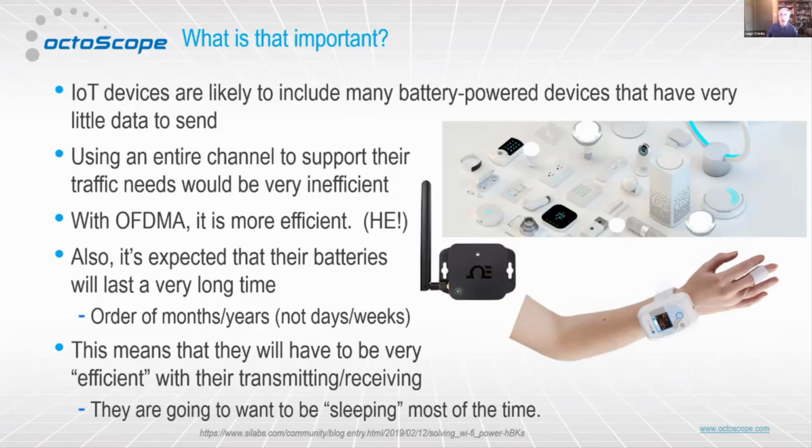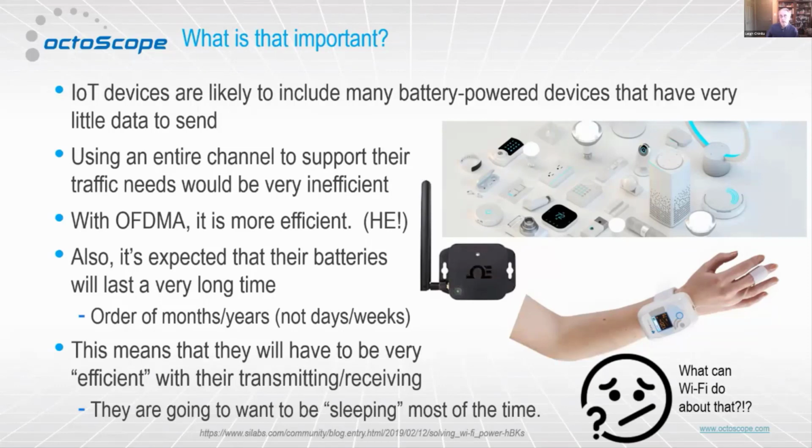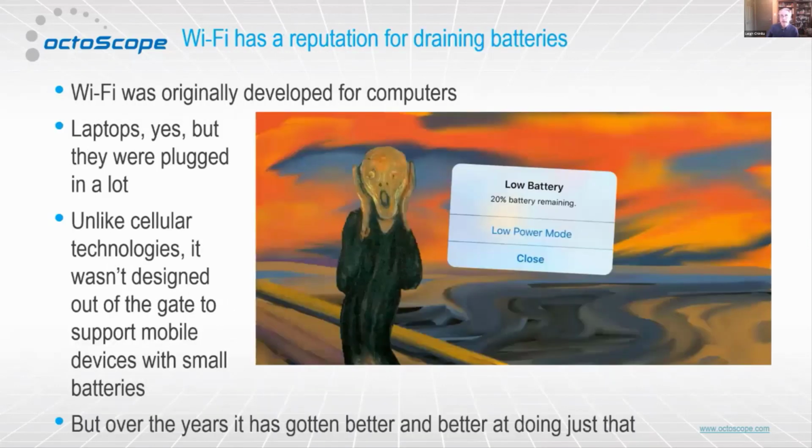So the way to do that is to be much more efficient with your transmitting and receiving. You want devices to be sleeping most of the time, and also not necessarily transmitting with multiple transmitters and receivers. Even single stream applications on very narrow bandwidths are much more efficient from a battery point of view. So what can Wi-Fi do about that? We've already talked about OFDMA. Let's talk now about batteries and TWT. Wi-Fi certainly has a reputation for draining batteries.